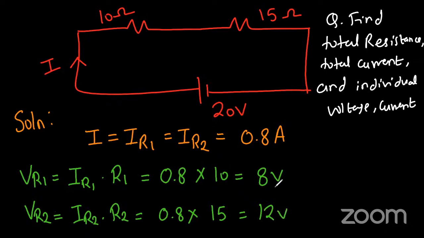So the value of VR1 is how much? 8 volt. And the value of VR2 is how much? 12 volt. Done. So this much was what we had to find out. Yes, mostly everyone got the answer. Very good.